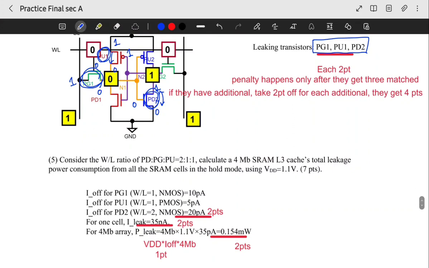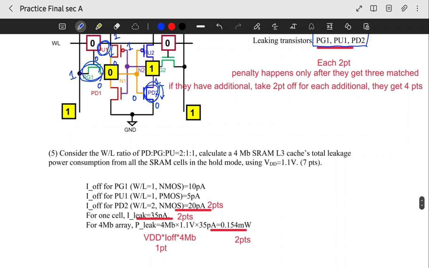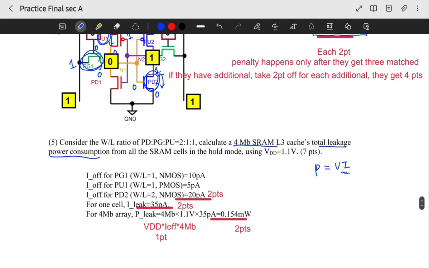And number 5, consider the W/L ratio of the PD, PG, PU is 2 to 1 to 1 ratio, and also the 4 megabit SRAM. So we have to calculate total leakage power consumption. So power consumption P is I times VDD, but we have to calculate this off current.